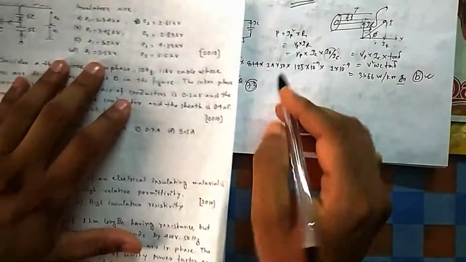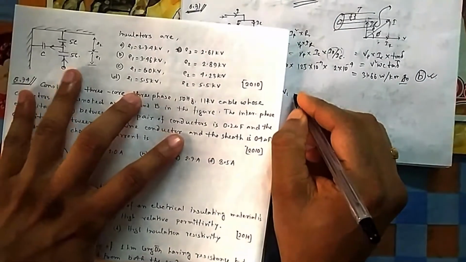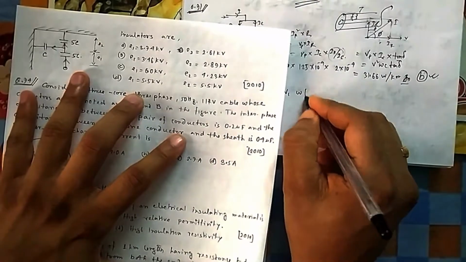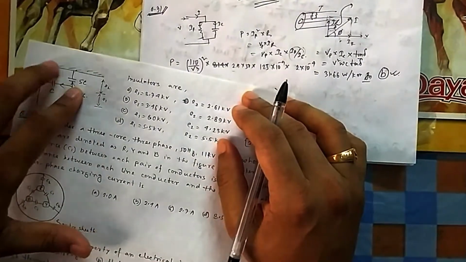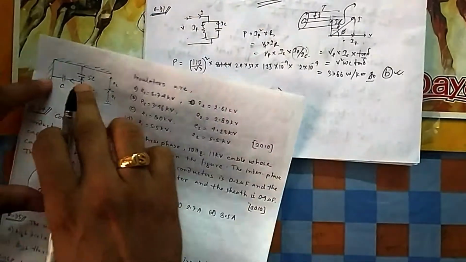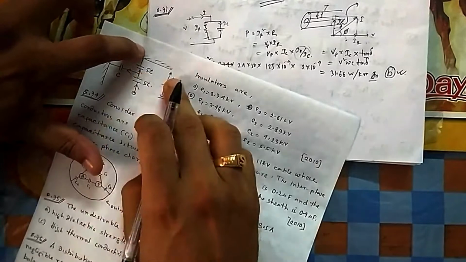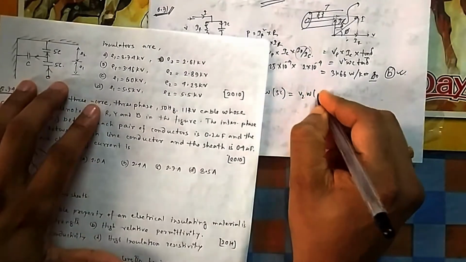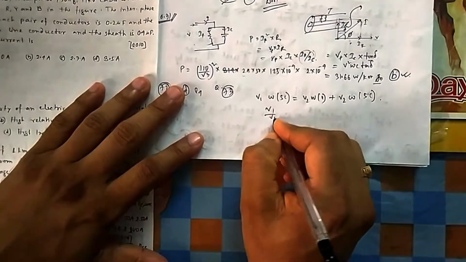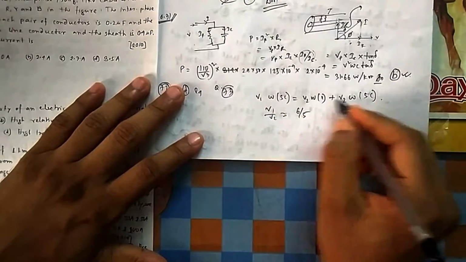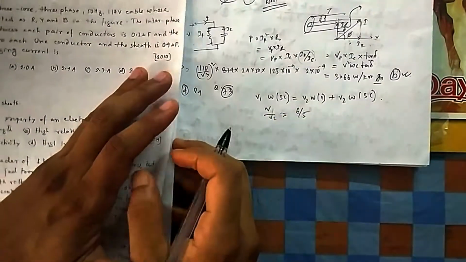So if I take KCL here, this current is equal to the sum of these two. So what is the voltage here? V1 omega C, where C is here 5C, is equal to this current plus this. What is the voltage across this? All are grounded, so the voltage between this and this is V2. So V2 omega C plus V2 omega 5C. So if you see, V1 by V2 will be equal to 6 by 5. So you got a relation. Your 11 kV will be divided in the ratio 6:5.